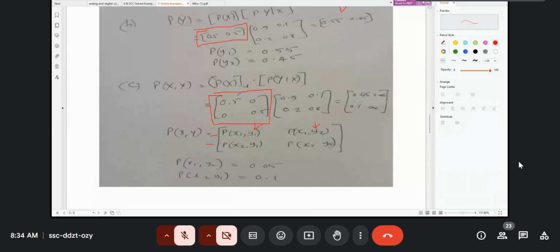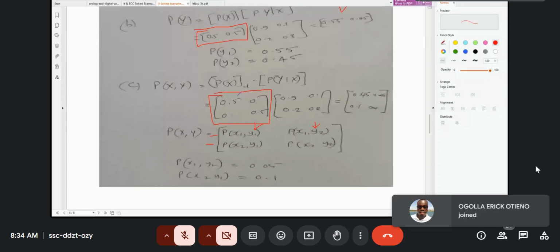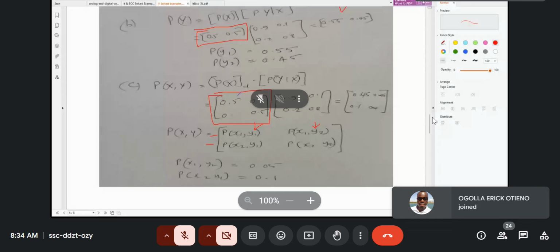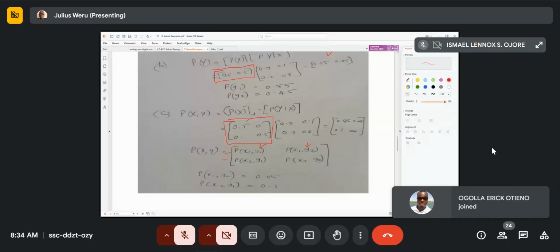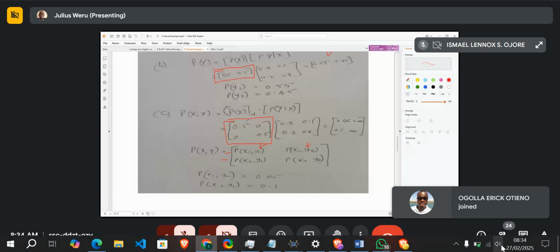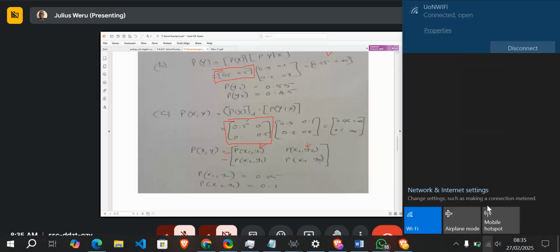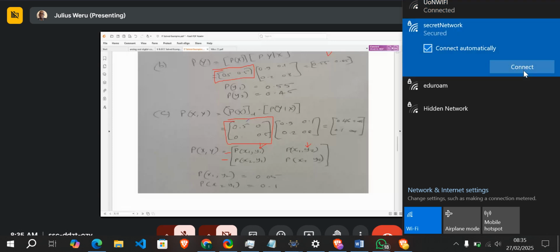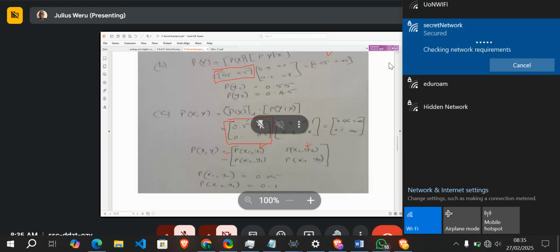The last one. Sorry, forgive me for that. It is this plus this. So that's how we get 0.1. Then this one is that plus that. Yeah, I think we are familiar with that.